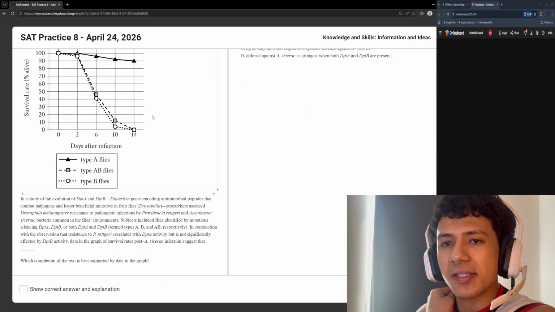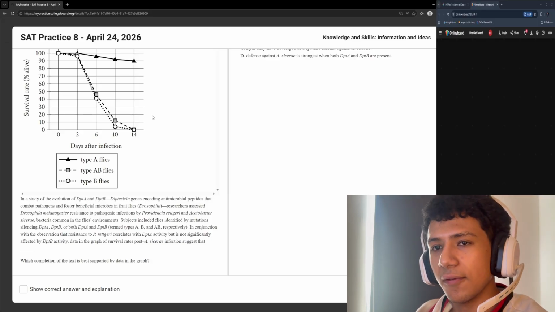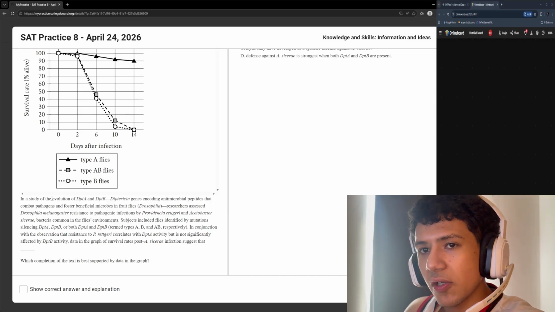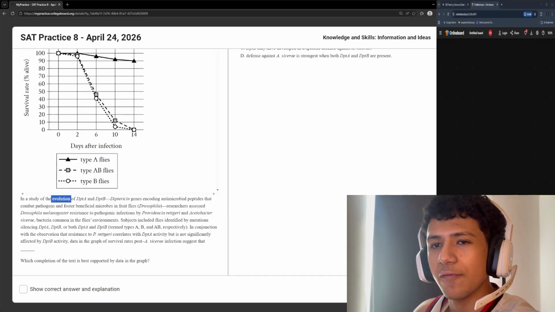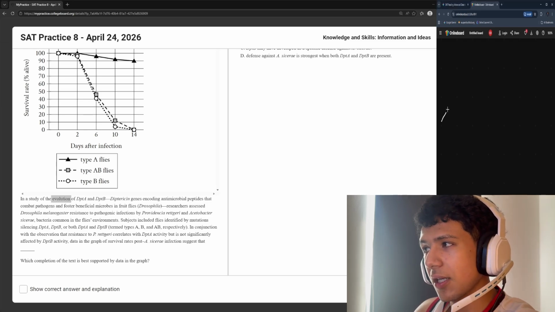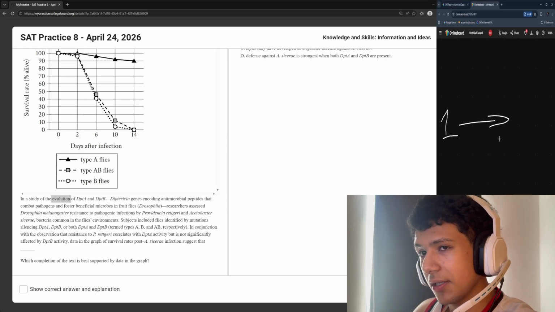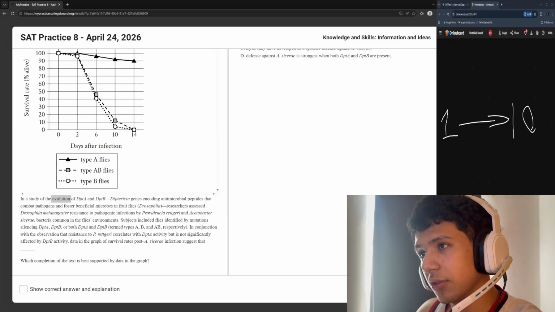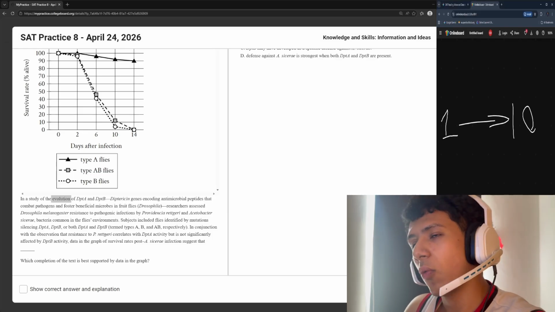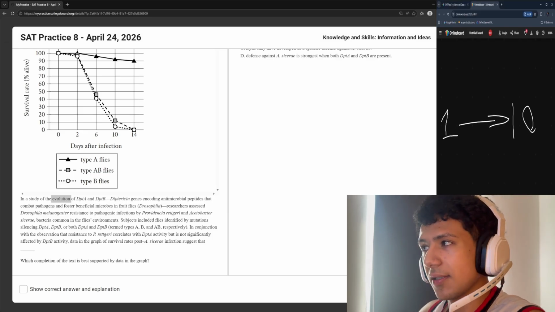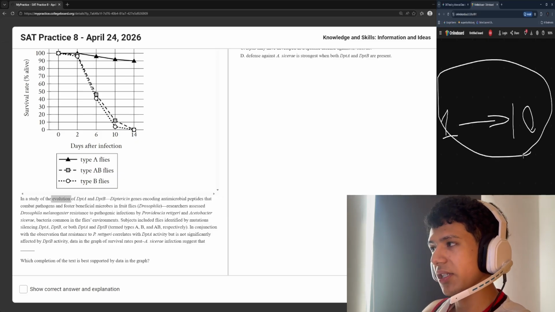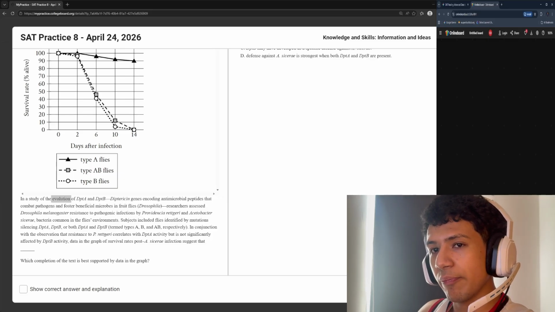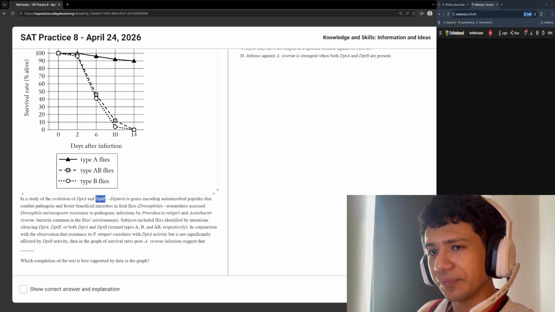Now let's take a look at the text. It says, in a study of the evolution of DPTA and DPTB. Alright, so the evolution, right? It's how something evolves. Something evolves, so something goes from 1 to 10. So they were studying, I forgot to draw the 10. By the way, how does that look? Looks good. Alright, so 1 to 10. That's evolution, right? The concept definition of evolution. They were studying the evolution of both DPTA and DPTB.